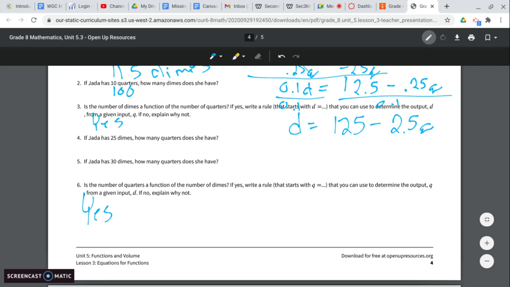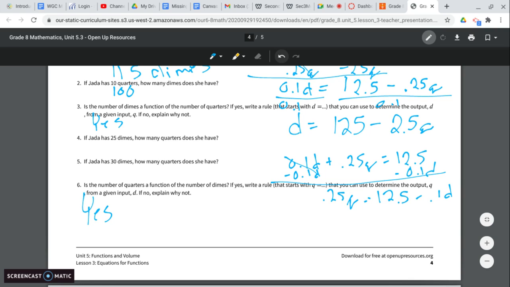So we had the 0.1 D plus 0.25 Q equals 12.5. So now we're going to subtract the 0.1 D from both sides. So we have 0.25 Q equals 12.5 minus 0.1 D. We're going to divide by the 0.25.